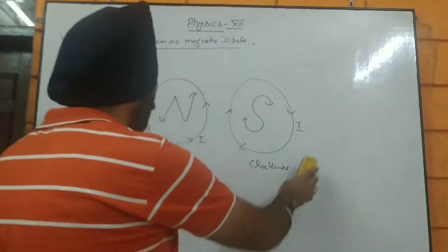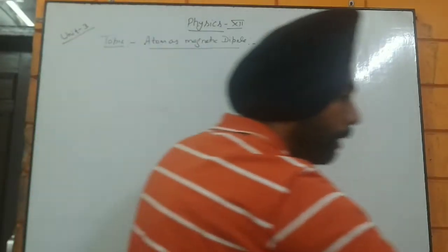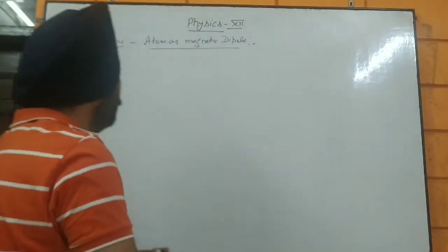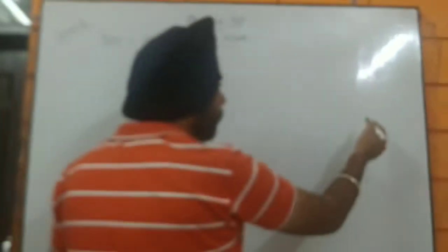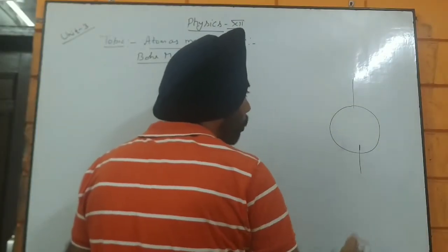Okay, so I'm just going to raise that clock rule right now, and now we are going to make an atom. I am also going to write that this topic is also known as Bohr magneton. So if we have an atom right now, similarly the dipole moment can be seen on the two faces here.